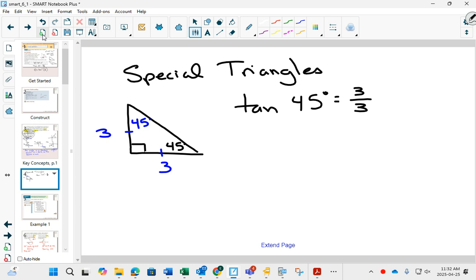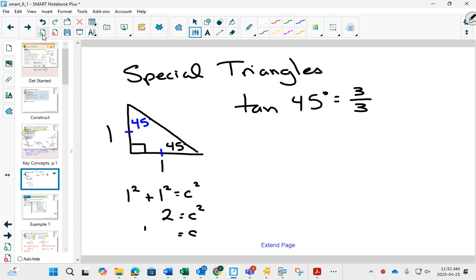Most often when we draw this special triangle, people actually use 1 and 1. Could you figure out the hypotenuse then? It'll be 1 squared plus 1 squared equals c squared. And 1 plus 1 is 2 equals c squared.